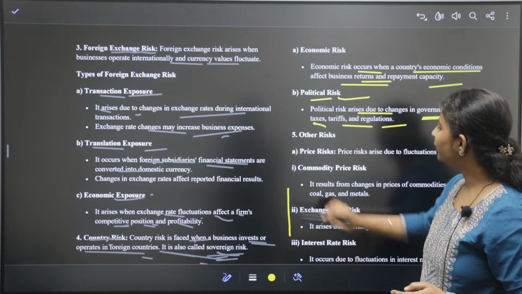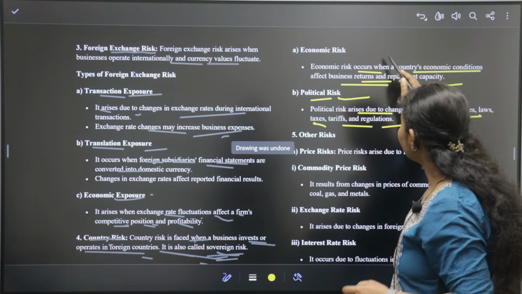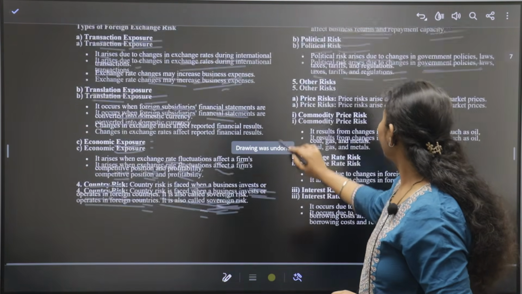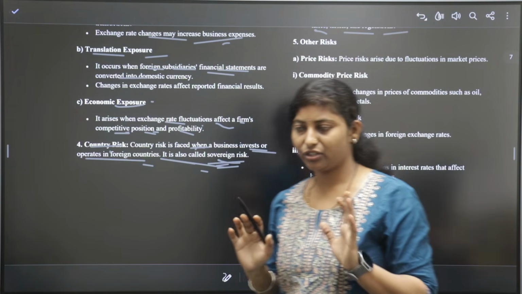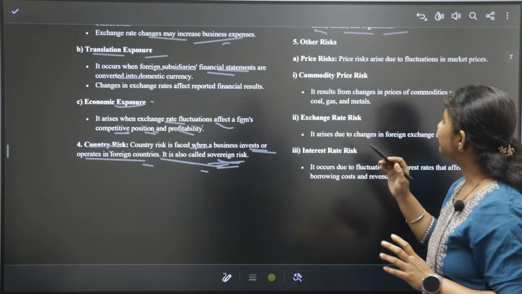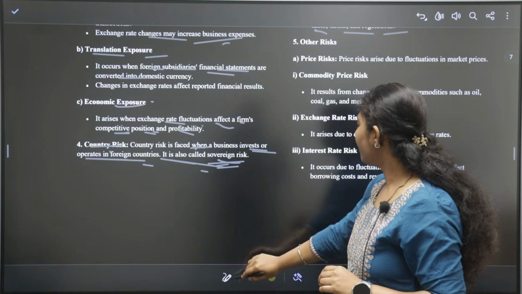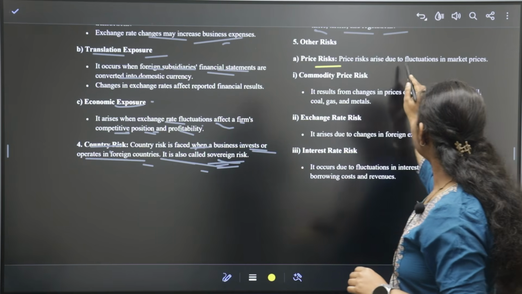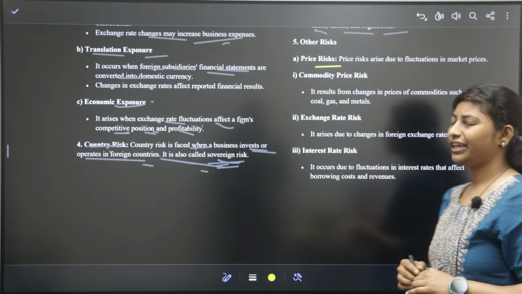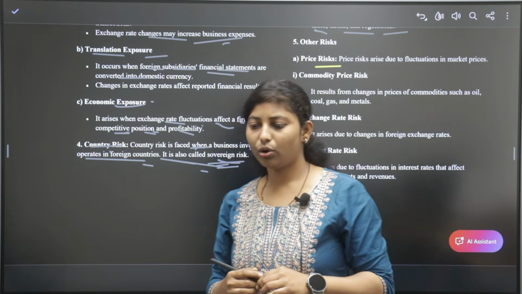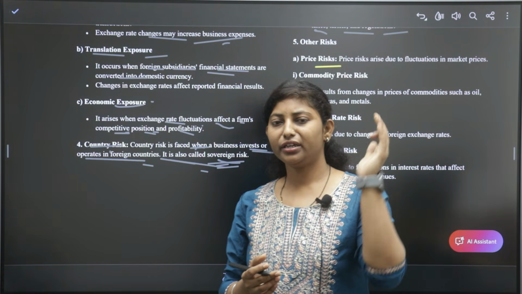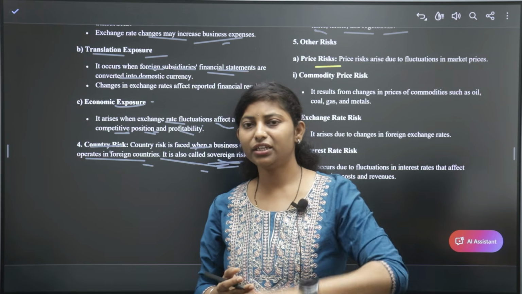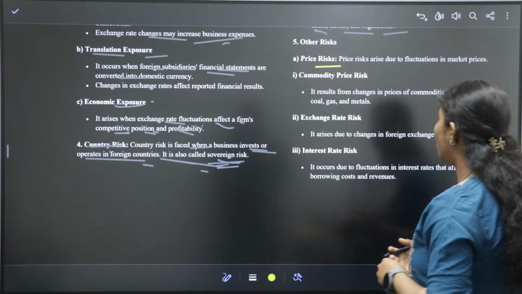Next, the major fifth type of risk is other types of risk which may generally occur in our business. So what are the general risks you can see? First one is price risk. Price risk arises due to fluctuation in market prices. Already we know how price risk arises due to fluctuation in market price, maybe increase, maybe decrease, or due to change in demands and supplies of commodities.